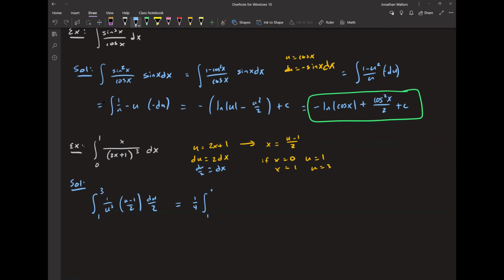Integral from 1 to 3, (u minus 1) over u cubed du. So that becomes 1/4 integral from 1 to 3, 1 over u squared minus 1 over u cubed du. It's going to be 1 over 4 times, let's see, 1 over u squared integrates to negative 1 over u, minus negative 1 over 2u squared, from 1 to 3.